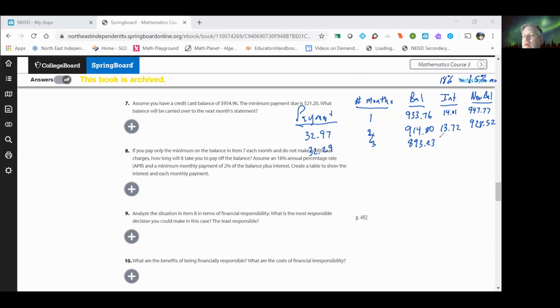And then, of course, we're going to add our interest to that, so it's going to be times 0.015. That's going to be 13.39, okay, 13.40 actually. I'm going to add those together. So 893.23 plus 13.40 is 906.63. So you get an idea how that's going to work.